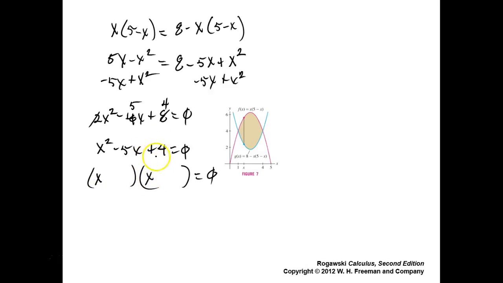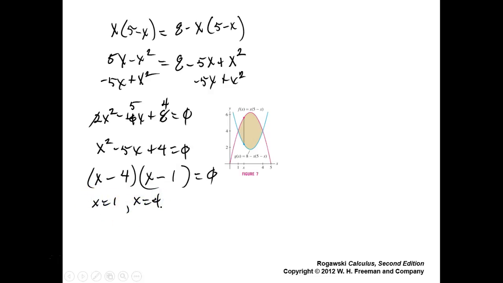Now look at the sign of my last term, plus. That means these two signs have to be the same, right? And since the middle one's minus, these both have to be minuses. And what are two numbers that multiply to be 4 and add to be 5? 4 and 1, or 1 and 4, it doesn't matter which way you say it. And this would give you x equals 1 and x equals 4.